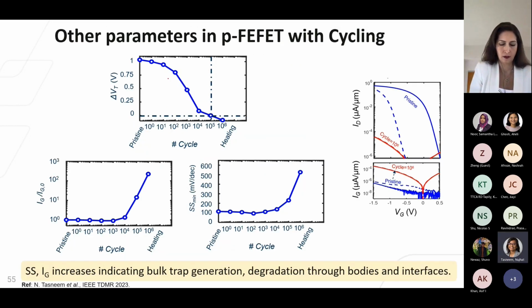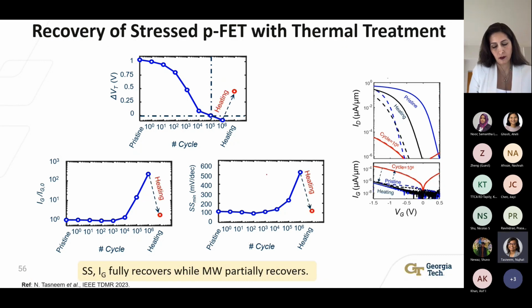So we also evaluated some other parameters and observed their evolution with fatigue cycling. For example, the first figure here shows that memory window decreases with fatigue cycling, which is expected. And this figure shows that the gate leakage and the subthreshold swing increases as we keep on cycling the device, indicating bulk trap generation and interface degradation. Now, interestingly, after thermal treatment, the memory window partially recovers, as shown in the previous slide as well. However, what is interesting is that both the gate leakage and the subthreshold swing fully recover after this thermal treatment and go almost to their pristine state.